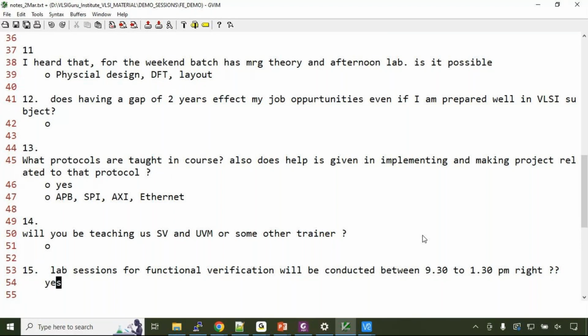I'm from a computer science background. I finished my engineering in computer science specialization, so I don't know about electronics. So will you start from scratch? Yes, the course will start from the very basics.